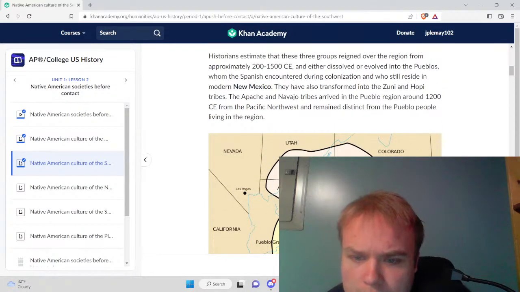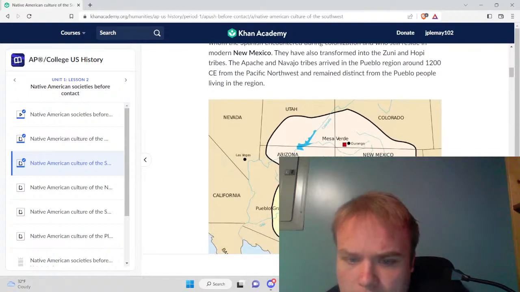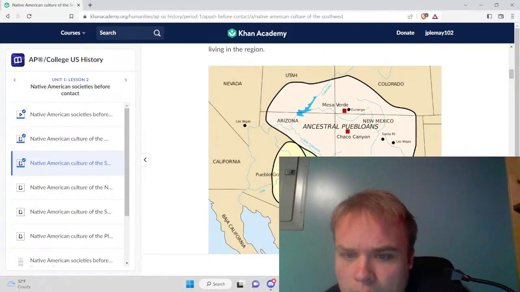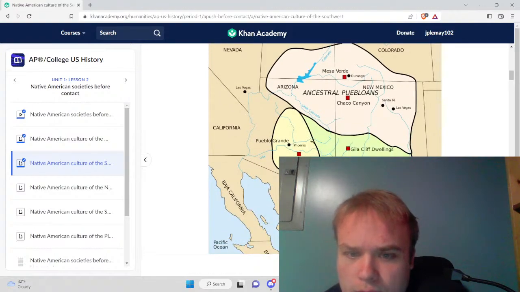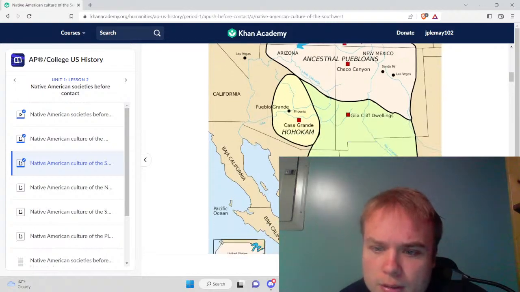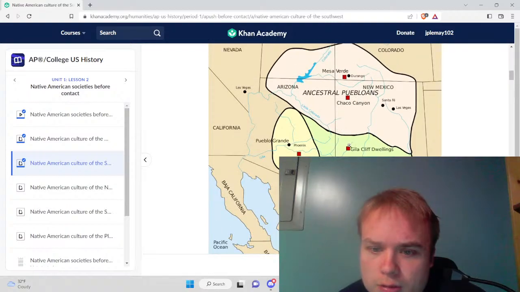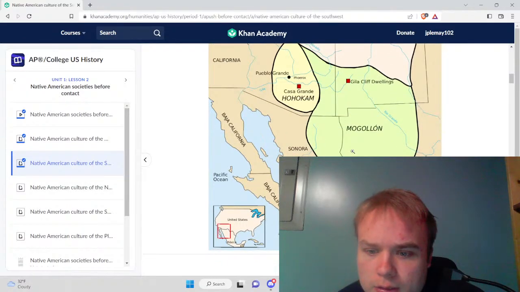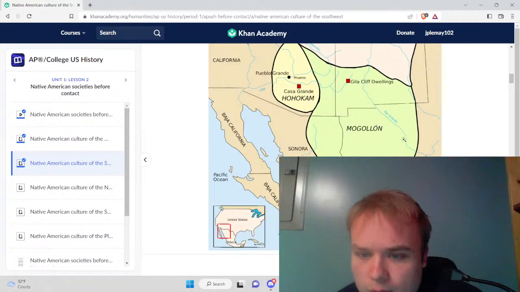So we have a map in southern Utah and Colorado, and northern Arizona and northern New Mexico with the ancestral Pueblos. In the center of Arizona, in the central south of Arizona, we had the Hohokam, and in the southeast of Arizona, in the south, extending into modern-day Mexico, Sonora, and that region, with the Mogollon.